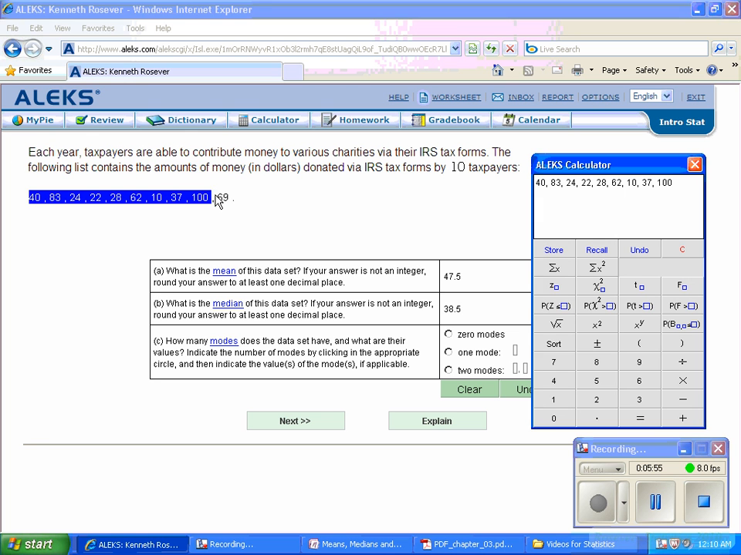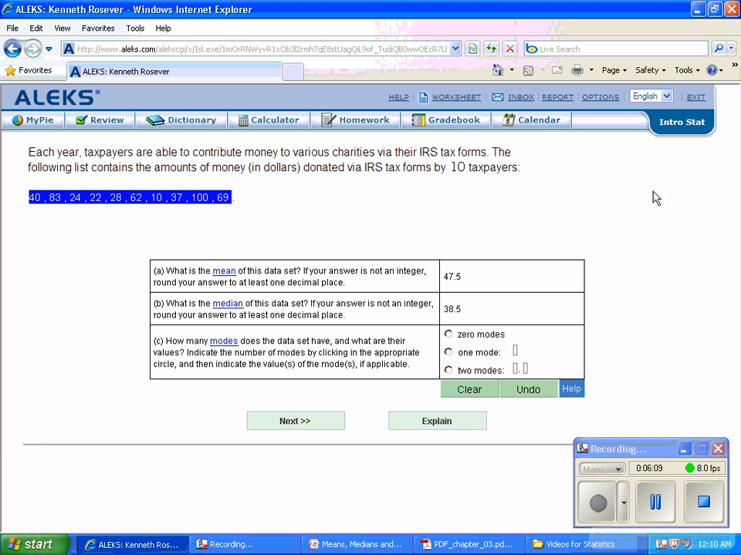So in this case, let's put them in order again. You'll see 10, 22, 24, 28, 37, 40, 62, 69, 83, 100. There is no most frequently occurring value. They all occur the same amount of time. This set has no modes. There you go. But I could have one or two. You'll see that in another example. Let me hit next.